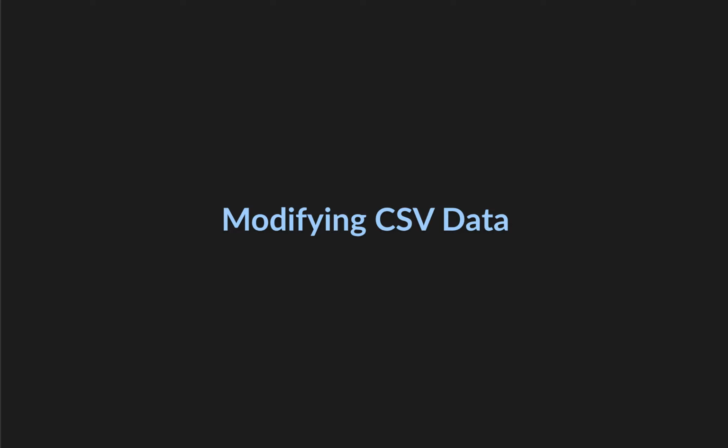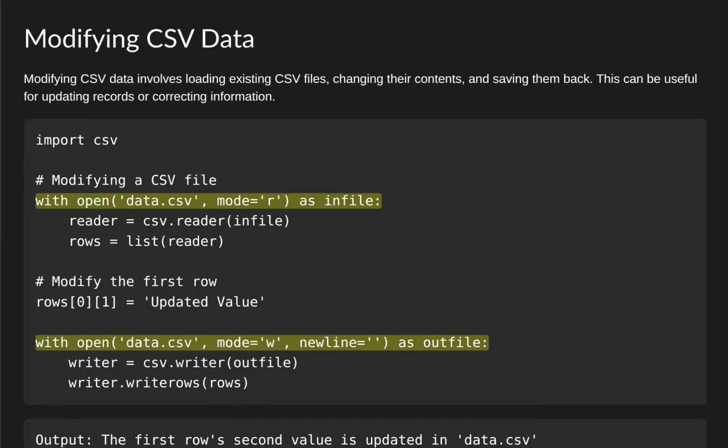Modifying CSV data. Modifying CSV data involves loading existing CSV files, altering their contents, and saving the changes. This is useful for updating records or correcting information.